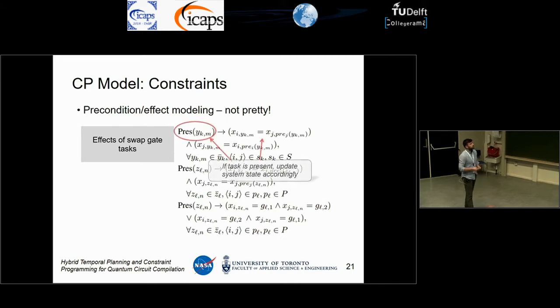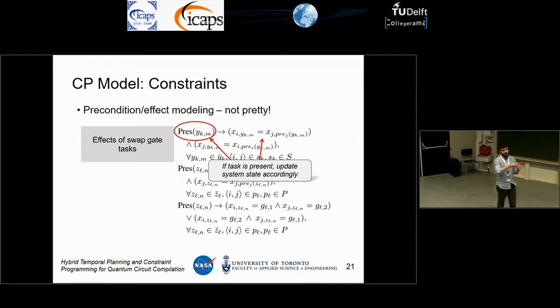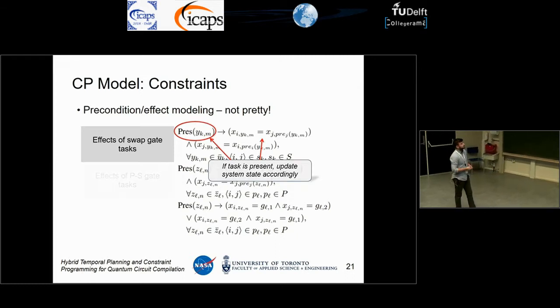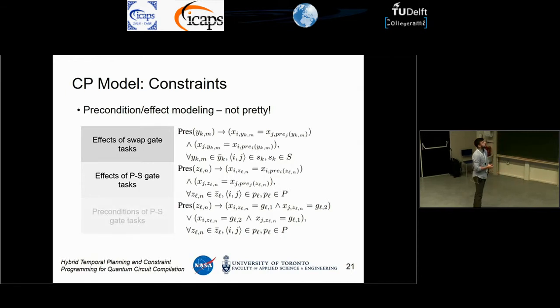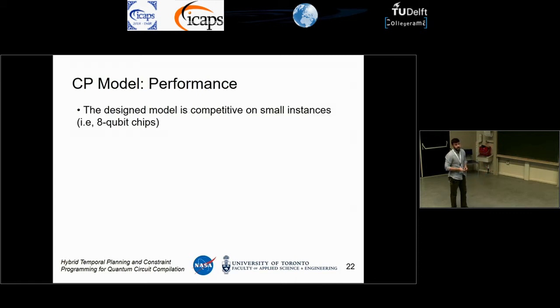You'll notice a recurring pattern for these constraints. If an interval variable is present, then it must have some sort of effect on the values of those X variables, okay? We use this structure for expressing these sorts of things on all of these constraints. The second family is the effect of PS gate tasks on the X variables, and then we also have the preconditions of PS gate tasks. You can refer to the paper if you'd like to see that in more detail.